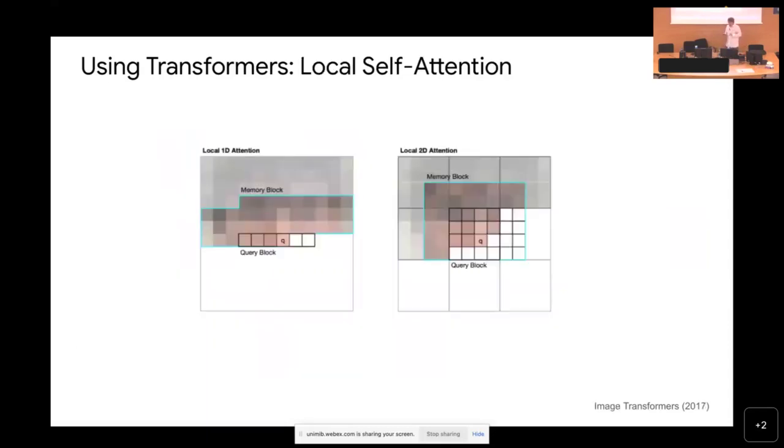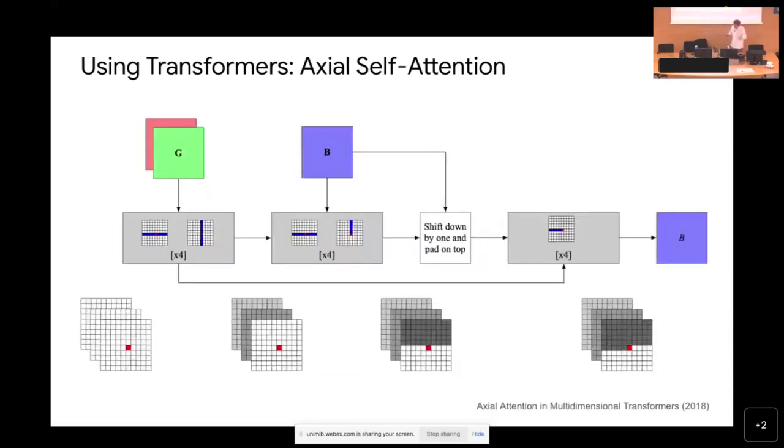So local self-attention and this axial self-attention, with this separation of different parts of the network, are a couple of ways of accomplishing the same 2D generation problem with self-attention, not just convolutions.